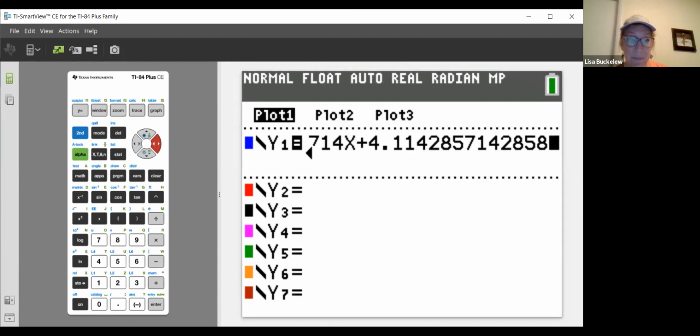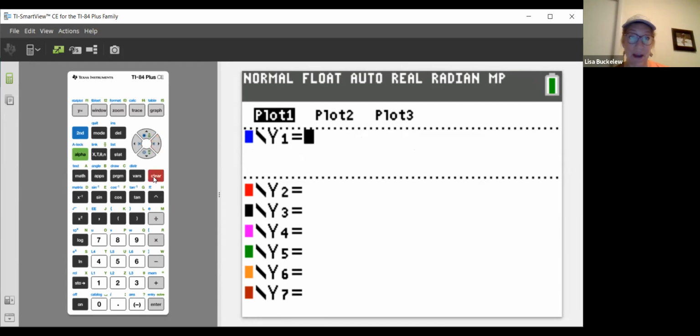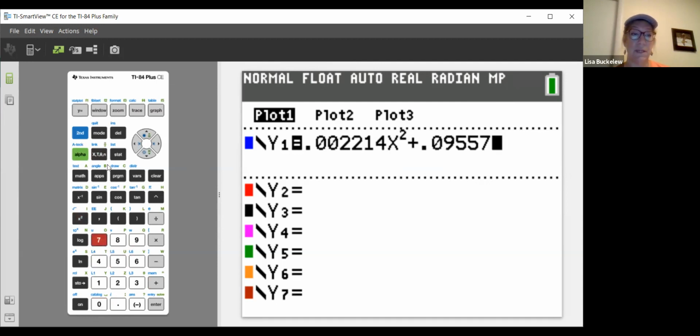Okay, but now that I've shown you how to do that, let me clear it. And I'm just going to put in the rounded values that we put in our answers earlier. So it was 0.002214 X squared. This was the 4 significant digits thing. We'll do X squared plus the next one was 0.0 and then 9557, because those are my 4 digits, 9557 times X and then plus 4.114.